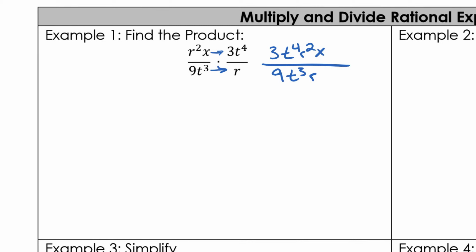And then we can do our reducing. This r cancels with one of the r's on top. r squared is r times r. These 3 t's cancel with 3 of those, and we're just left with 1 t on top. And then 3 divided by 9 would just be left with 3 there. So the final answer, there'd be 1 t on top and an x, and on bottom we've canceled everything but a 3.